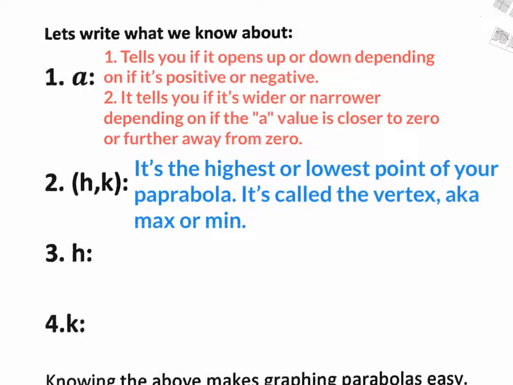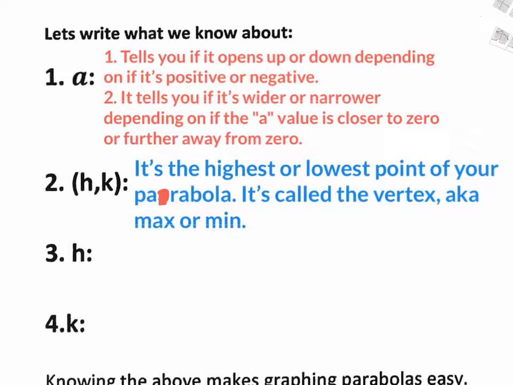Parabola. Oh, I misspelled parabola. Sorry about that. Let's just scratch that out. Parabola. So it is the highest or lowest point of your parabola. I mean, obviously, if it opens up, it'll be your lowest point. If it opens down, it'll be your highest point. But that highest or lowest point is called the vertex.